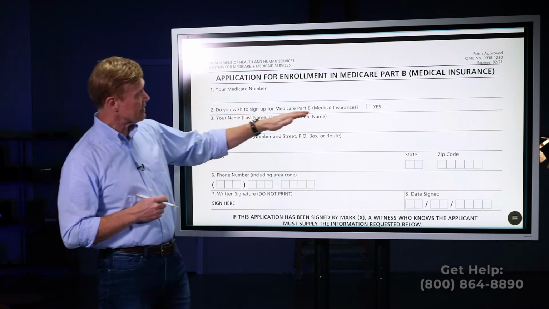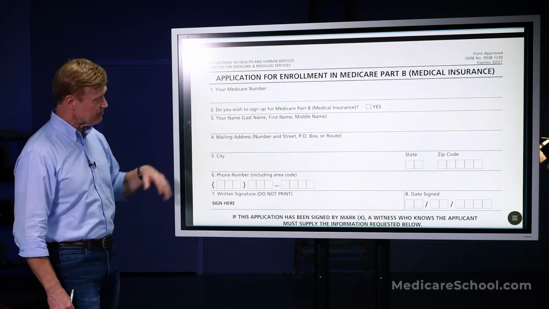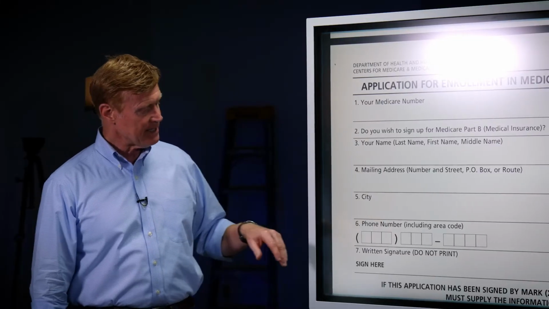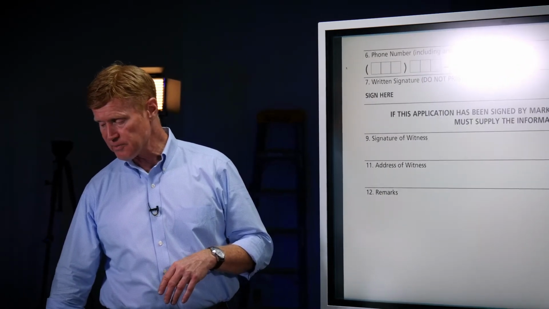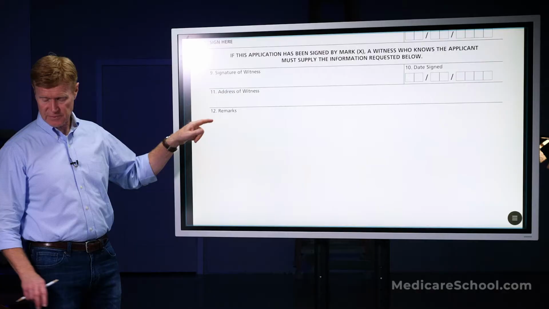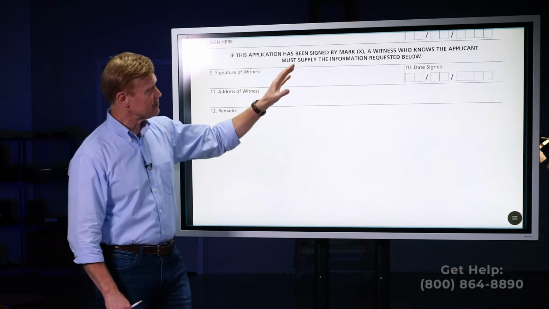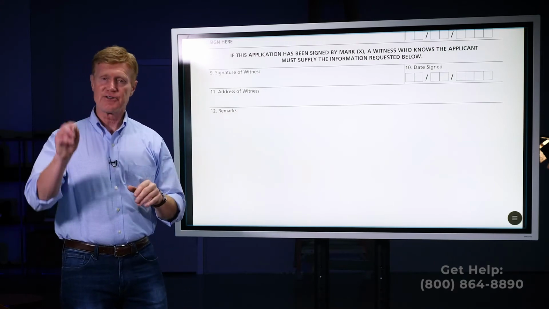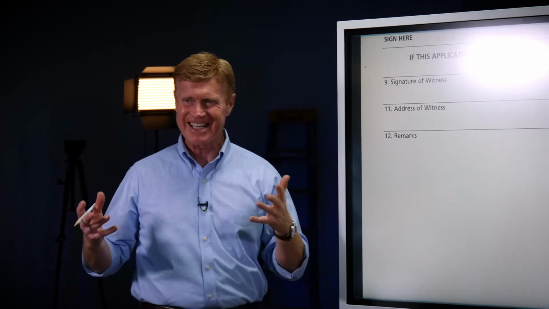Do you wish to sign up for Medicare Part B? Yes, that's the purpose of this document. Last name, first name, middle initial, your mailing address, your phone number. Now, down on the bottom is the last part, and it's actually the most important part of this form, the remarks section. Oh, and by the way, here where it talks about a witness, you don't have to have a witness. If you read this, what it says is, if you only sign your name with an X, you need a witness. Well, most of us know how to sign our name, so a witness is not necessary.